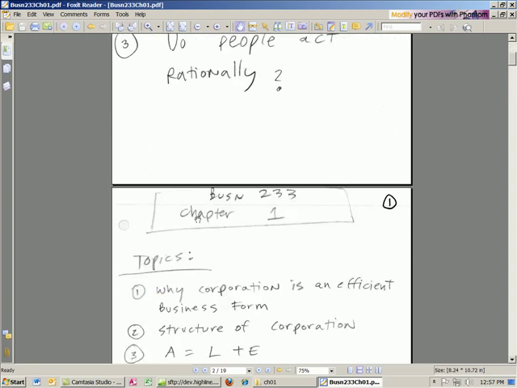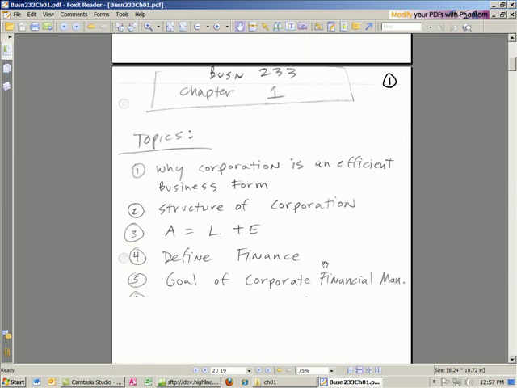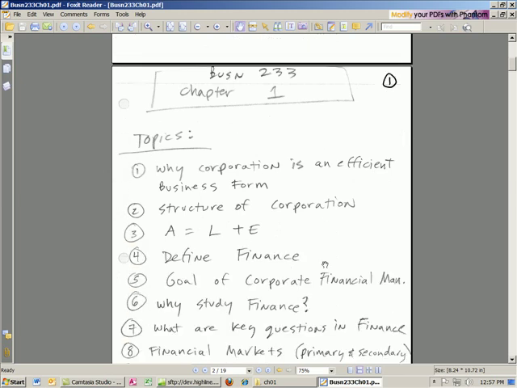All right, the next chapter, Chapter 2, is going to be all about financial statements and looking at accounting numbers and then trying to figure out cash numbers from accounting numbers.